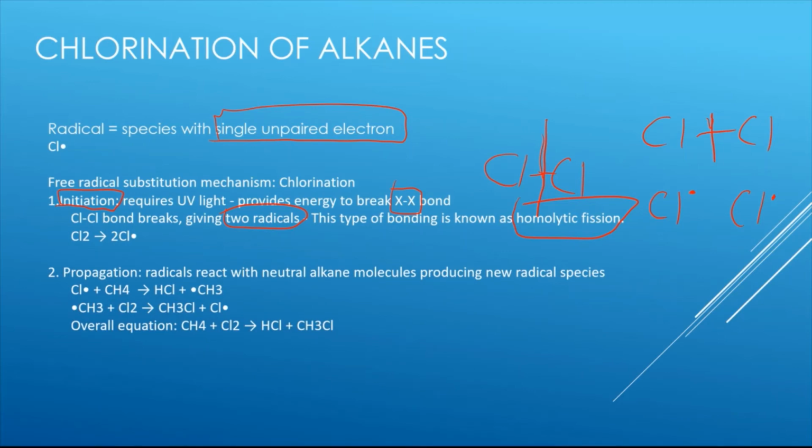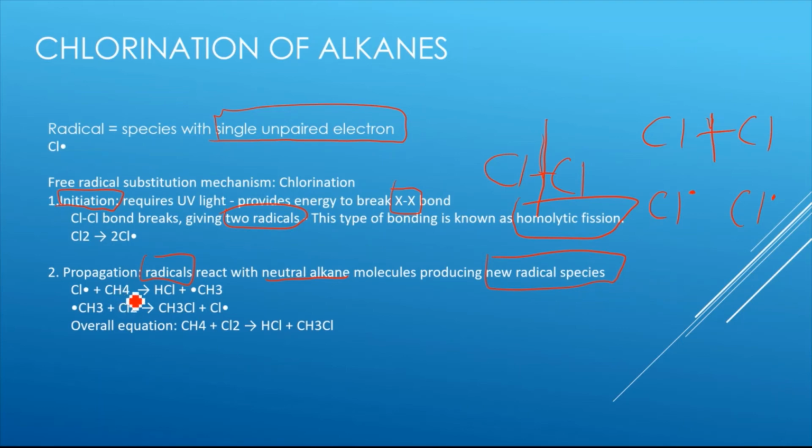So the next step is the propagation step. This is where the radical, in this example the chlorine radical, would react with the neutral alkane molecules, producing new radical species. In this case, the chlorine radical would react with methane. What the chlorine radical does, any radical is a hydrogen stealer. It robs hydrogen from whatever might be present.